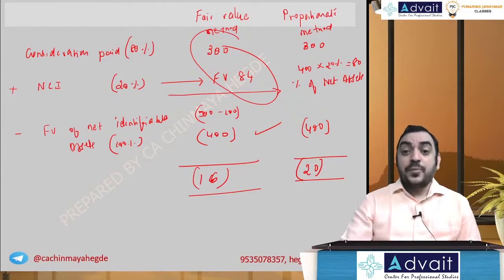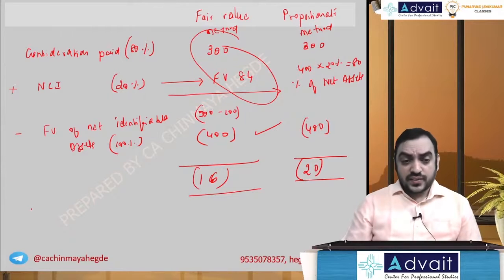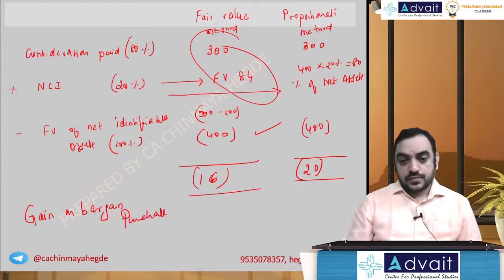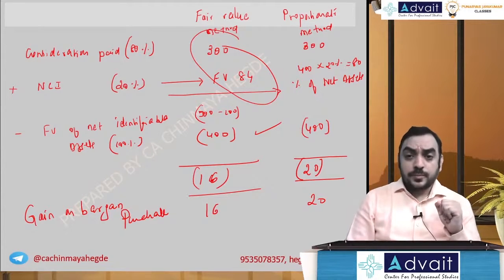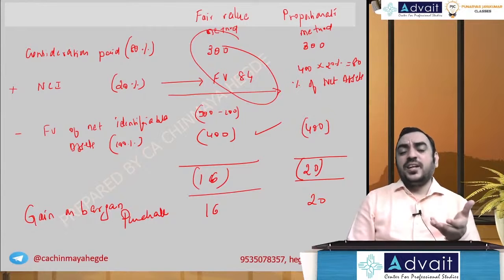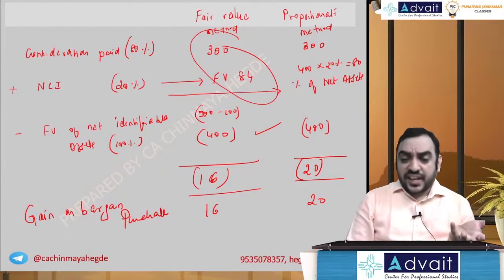We used to call it capital reserve, and here it is called gain on bargain purchase. 16 here, 20 here. This is not a common phenomenon, because why will any company sell below its fair value?